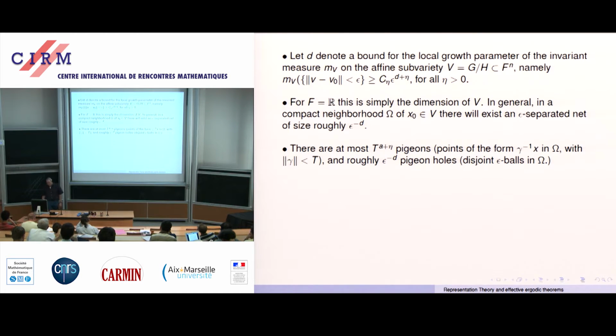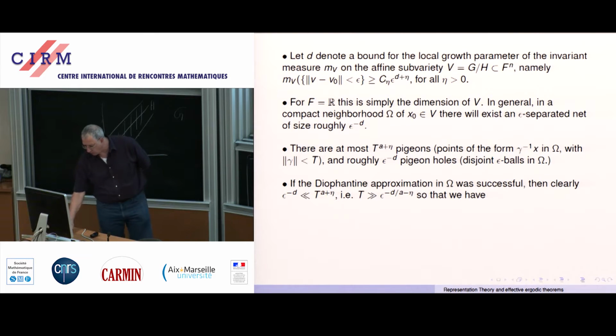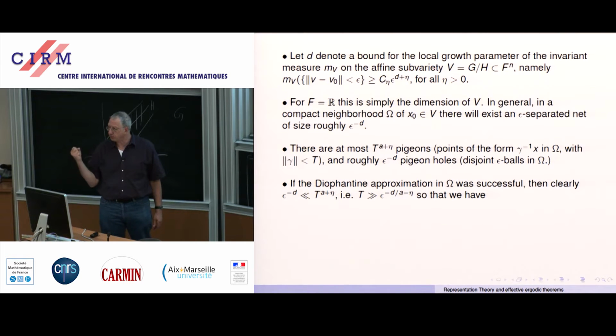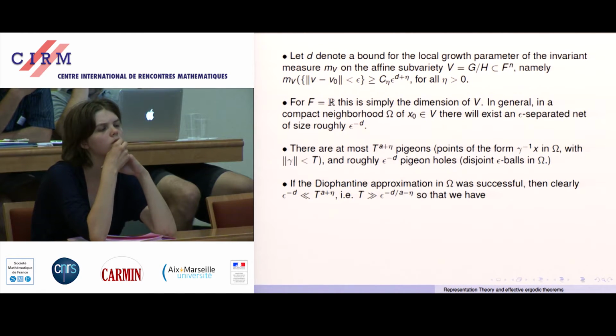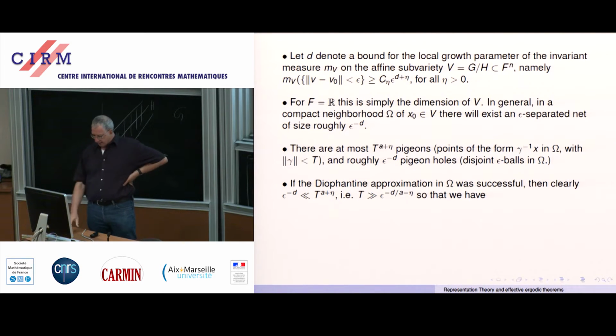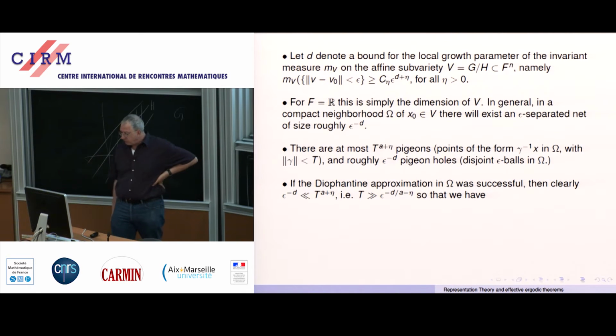So at most t to the a pigeons and at least epsilon to the minus d pigeonholes. So if the Diophantine approximation in omega was successful and we were able to do it, then clearly t to the a is greater than epsilon to the minus d. We have to have more pigeons than pigeonholes, because otherwise there will be points that will not be approximated. So therefore we conclude that t is at least epsilon to the minus d over a.